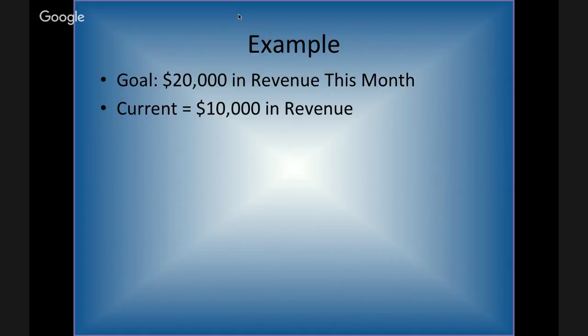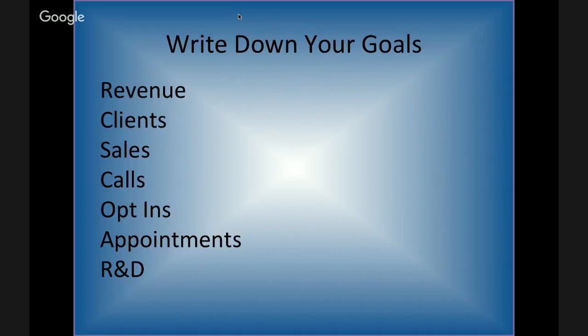So here's that example. The goal here is $20,000 in revenue this month. And we can say that right now we're at 10,000, and that relates to our next step. But we'll just focus on writing down that revenue goal, or that sales goal, whatever you have. So go ahead and write down your goals, and they're up here for you to see. So that's revenue, that's clients, that's sales. How many calls do you need to make, and how many opt-ins do you want? Any R&D projects? Go ahead and take the next few minutes to write that down.